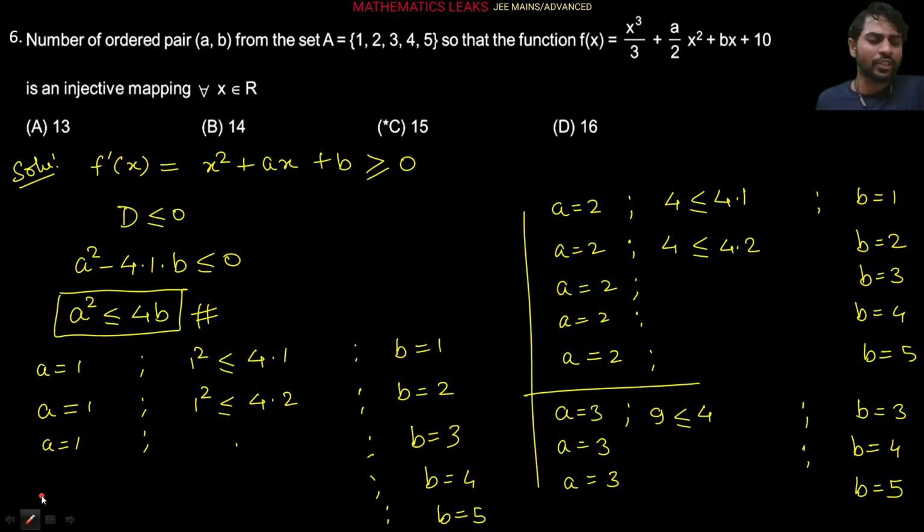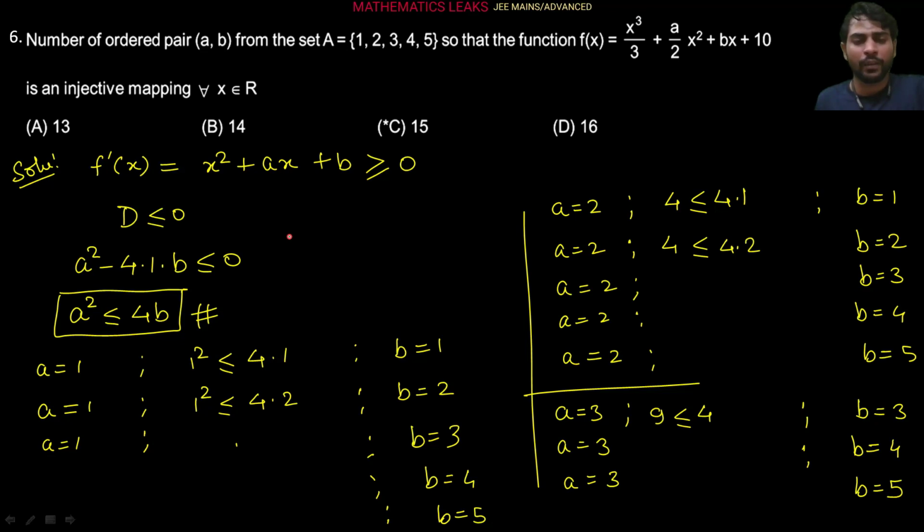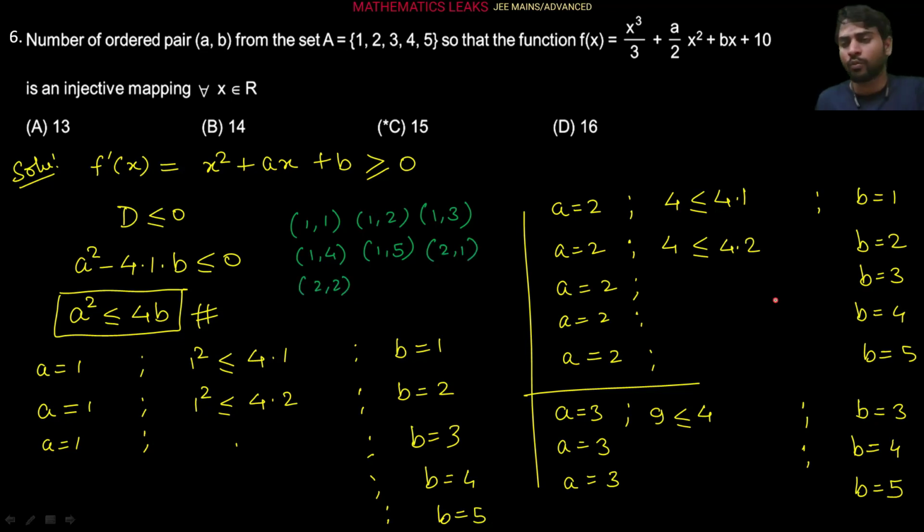So let me mention what ordered pairs are satisfying here. For A equal to 1, B can be 1, 2, 3, 4, 5: all of them, so (1,1), (1,2), (1,3), (1,4), (1,5). Similarly, A is 2, so B equal to 1 also satisfies. A is 2 and B equal to 2, 3, 4, 5 all satisfy. So (2,2), (2,3), (2,4) and (2,5), right?